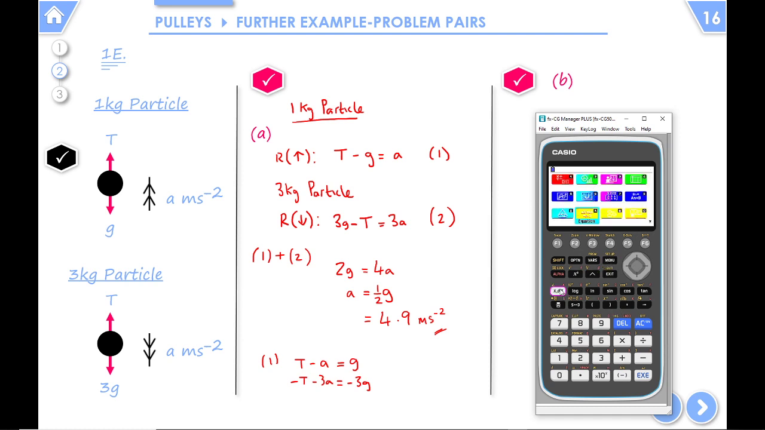I can go into the simultaneous equation solver, and I can think of X as T and Y as A. So I can put one lot of T minus one lot of A equals G, which is 9.8. I've got minus 1 lots of T, minus 3 lots of A, and minus 3 times 9.8 on the other side. And if I press equals, the value of T is 14.7 and the acceleration is 4.9. So one benefit of doing that is I don't have to then sub back in to find T if I need it. I can just look up here and get that. So 4.9 is the value of A.